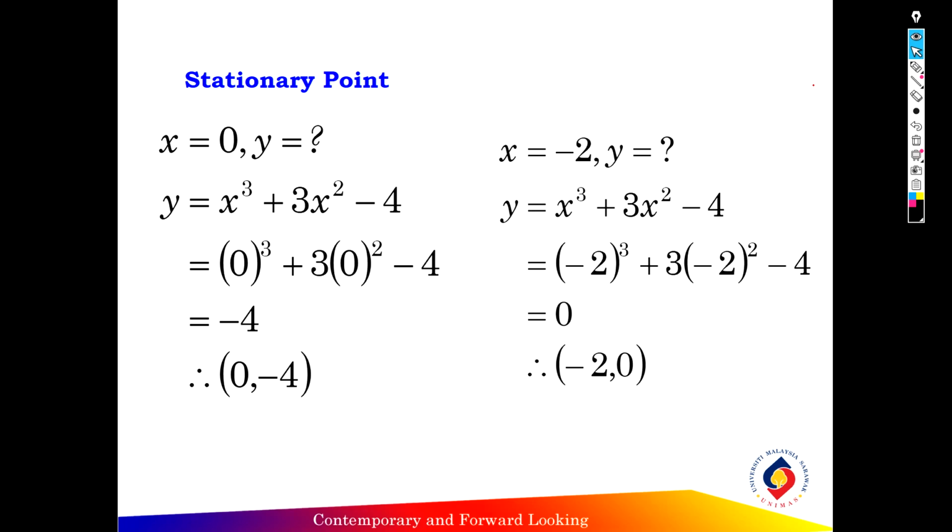Okay, you find x equals 0 and x equals -2. You substitute x equals 0 into this cubic function, x cubed plus 3x squared minus 4. So the value of y equals -4, and the coordinates of the stationary point are (0, -4). This is the first point. For x equals -2, you substitute into the function, y equals 0, and the second point is (-2, 0).